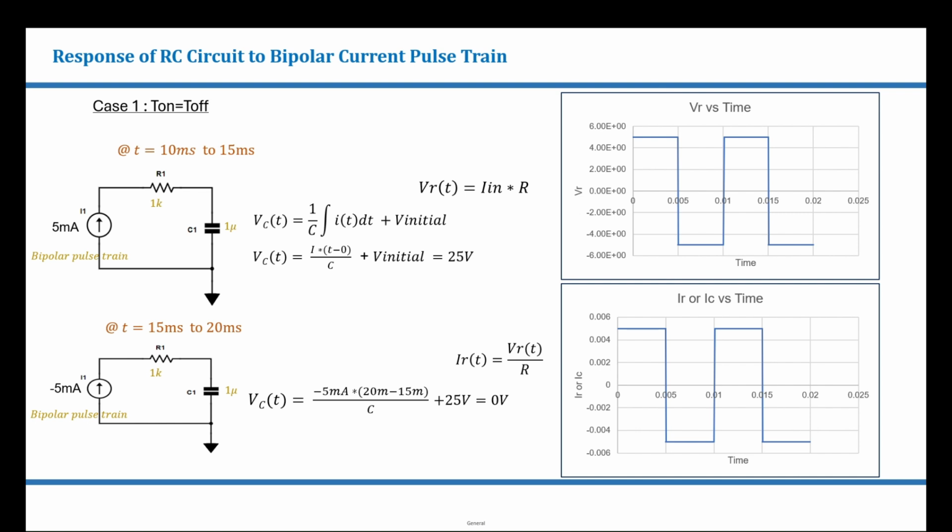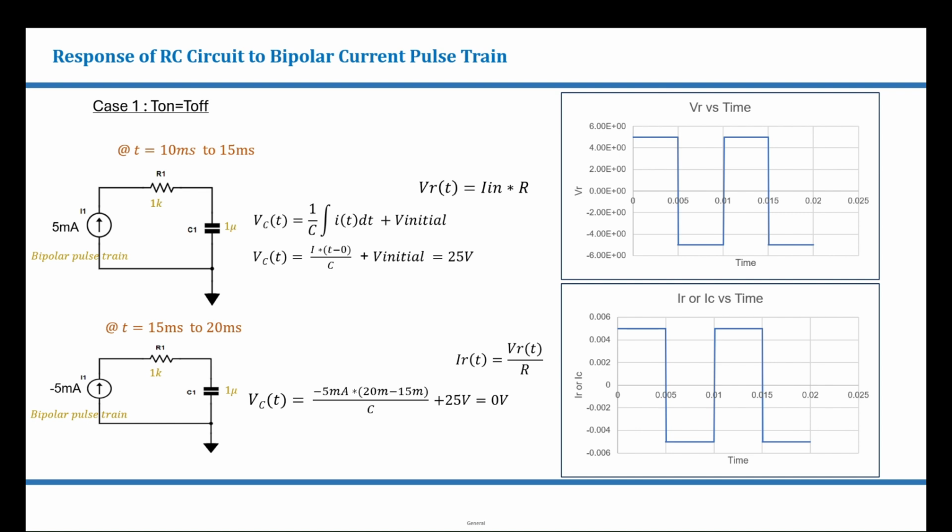Now from 10 milliseconds to 15 milliseconds, again the input current is 5 milliampere and the capacitor now charges linearly to 25 volts with 0 volt being the initial value. From 15 milliseconds to 20 milliseconds, the input current is minus 5 milliampere and the capacitor voltage drops to 0 volts. The voltage across the resistor can be calculated by multiplying the input current by the resistor. The current flowing through the circuit will be the same since R and C are in series, and it can be calculated using the equation VR by R. This is how the voltage across the resistor looks and this is how the current flowing through the circuit looks. These two look similar because the current flowing through the circuit is calculated by dividing VR by R.